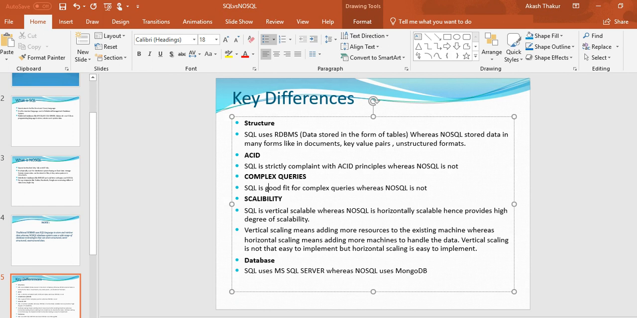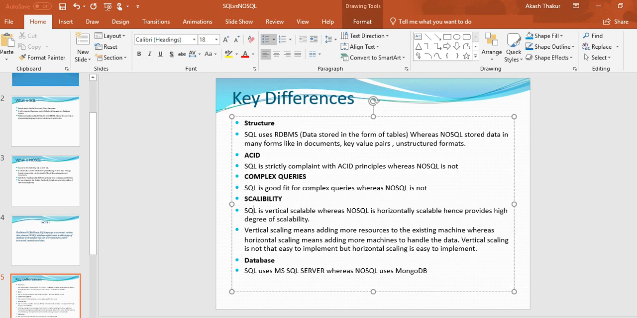Then we talk about scalability. It is a very important criterion to distinguish these two terms. Scalability means how much the database will be expandable when you are receiving data. SQL is vertically scalable, whereas NoSQL is horizontally scalable, hence provides a high degree of scalability. This is the point where NoSQL has a benefit over SQL, because it is horizontally scalable.